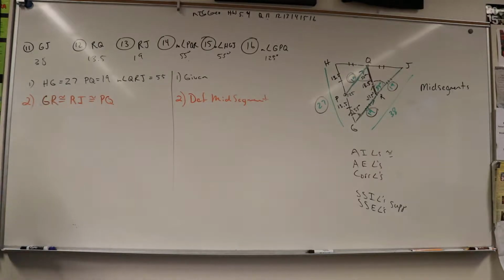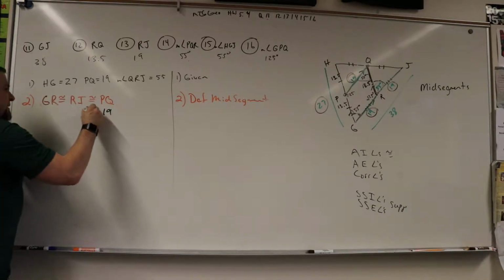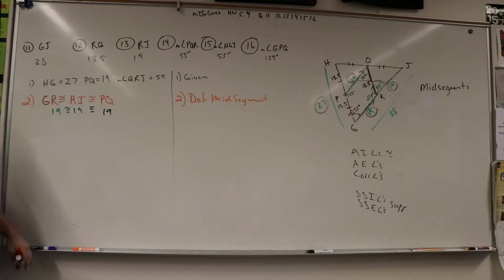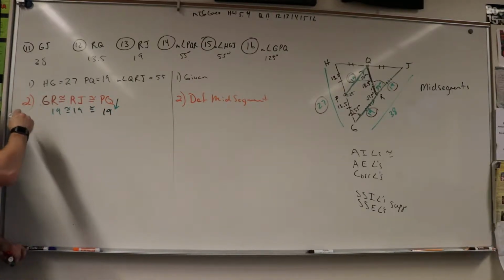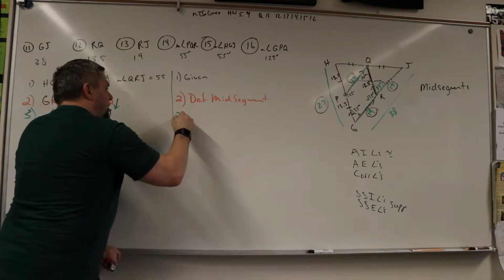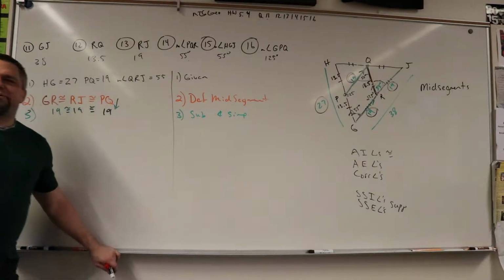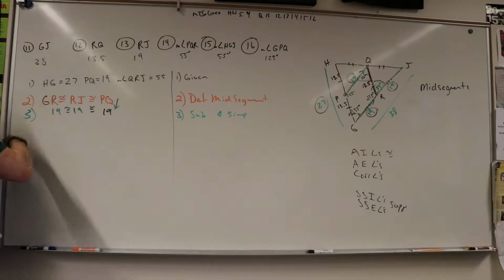Okay? Alright, from the definition of a mid-segment, if this is PQ, that means it's 19, right? That means this is 19. That means this is 19. How did I figure all that out? I substituted this in, and I simplified all in one. Okay? So, substitution and simplifying, I'm letting us do 2 in 1. Because, I mean, come on, that was pretty easy. If I can plug this in, then they all have to be equal, right? It's kind of that easy.